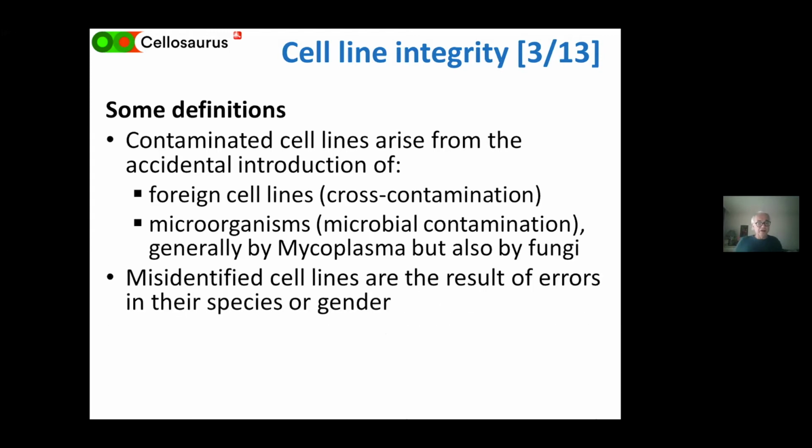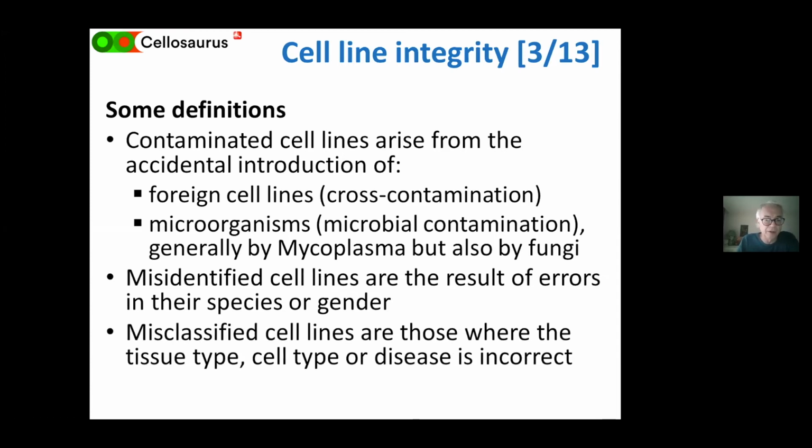And then you have misidentified cell lines, which are the result of error in the species or gender. People have thought a cell line came from human, but it was not human, or they thought it was from one species and it comes from another one, or they thought it was a male cell line, but it's a female one. And then there are misclassified cell lines, where the tissue type or cell type or disease is incorrect.